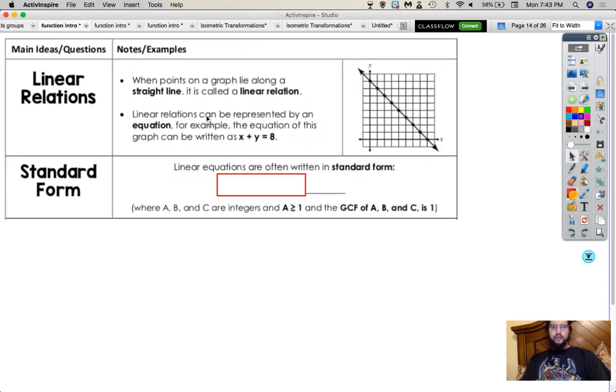Now we write equations in several different ways. X plus y equals 8 is this particular line, and that's written in standard form. Now standard form is ax plus by equals c. And here's some conditions that must be met. But let's talk about what it actually means.